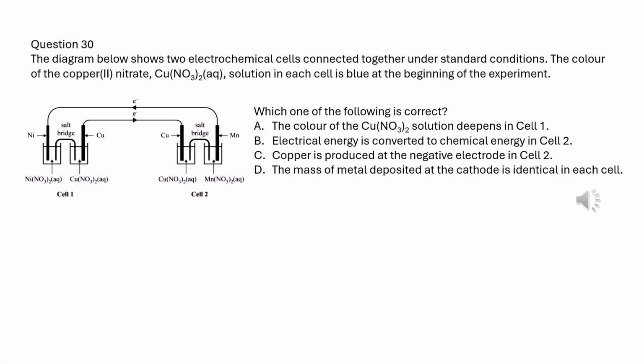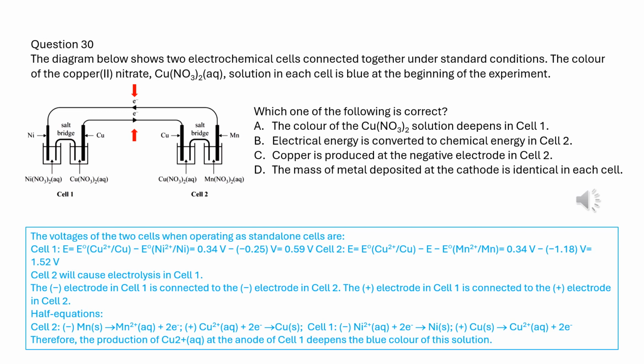There are two cells. The Mn electrode of cell 2 pumps electrons into the Ni electrode of cell 1, then these electrons are pumped back to cell 2 by the copper electrodes of cell 1. So, the color of the copper nitrate solution will deepen in cell 1 because the copper electrodes lose electrons and produce blue copper ions in the solution.